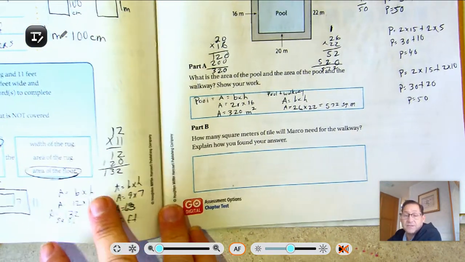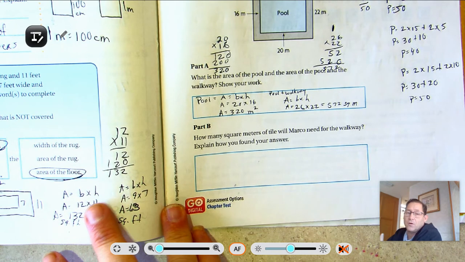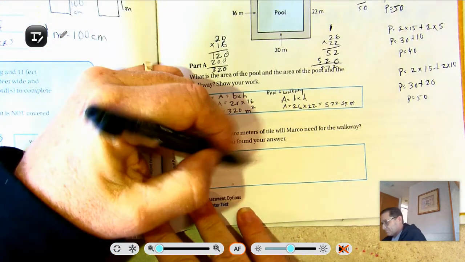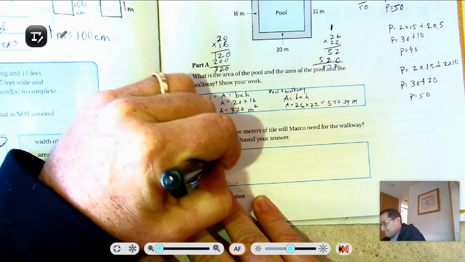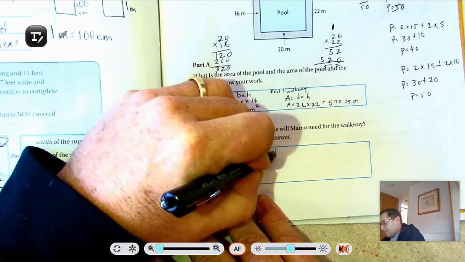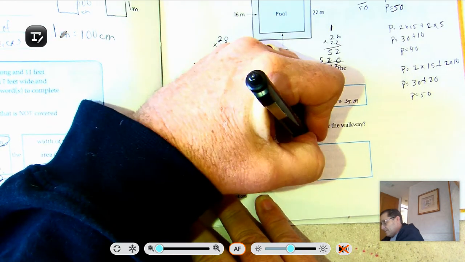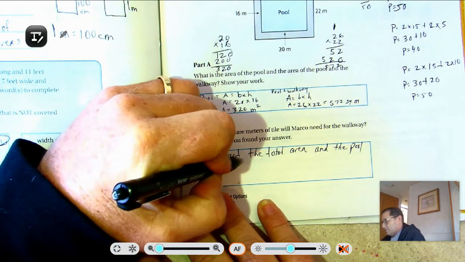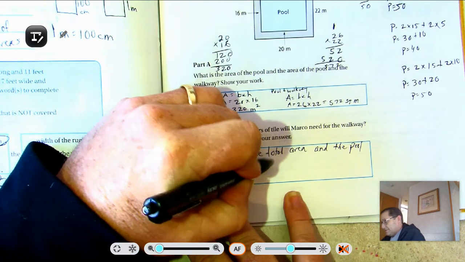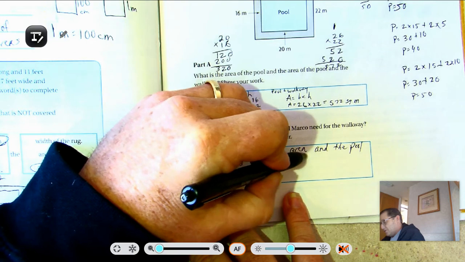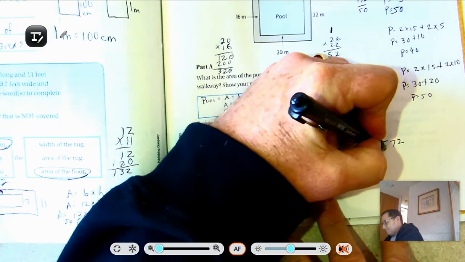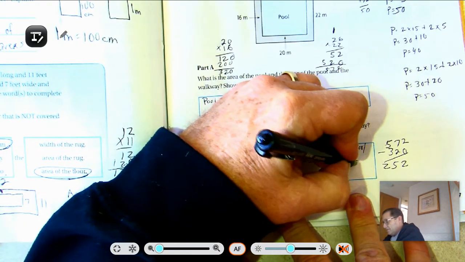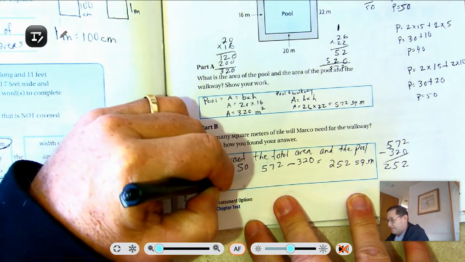How many square meters of tile will Marco need for the walkway? Okay, so obviously we don't need tile for the pool area. He would just want the walkway. So subtract the total area and the pool area. So 572 minus 320. 252 square meters of tile is needed.